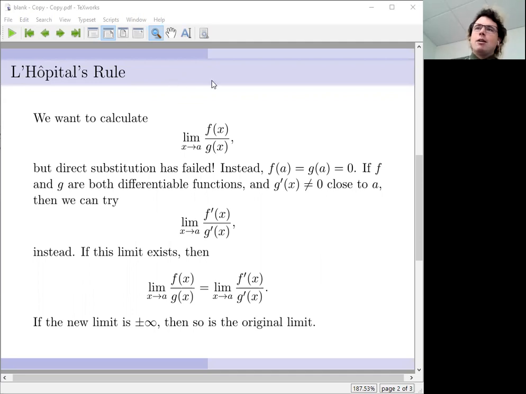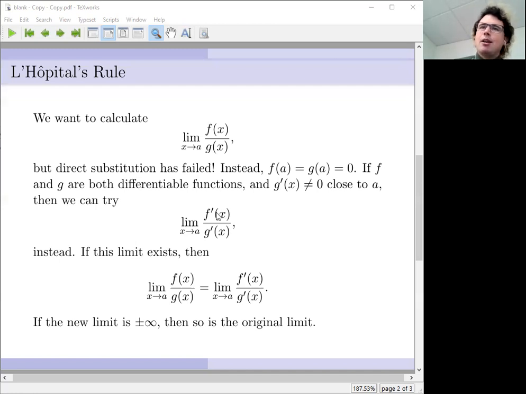Now, again, we are trying to calculate the limit of some quotient of functions. They're both continuous, but direct substitution is not working out for us because both of those functions are 0 at our target coordinate. So what we can do, as long as f and g are both differentiable, and as long as g prime of x is not 0 close to a, then we can try taking the limit of their derivatives instead.